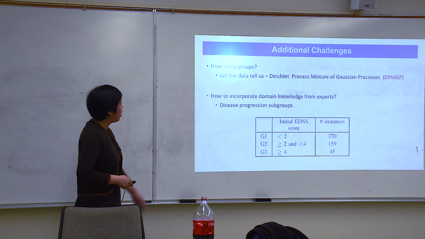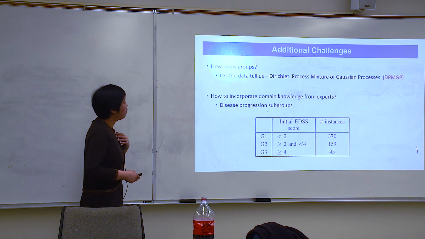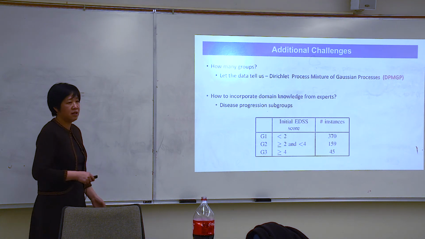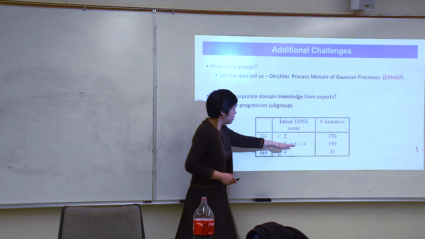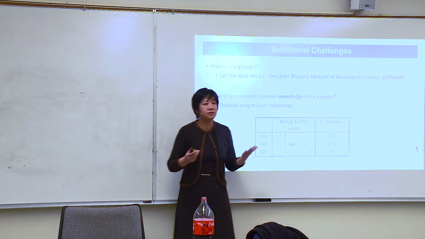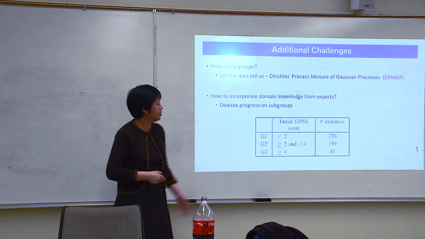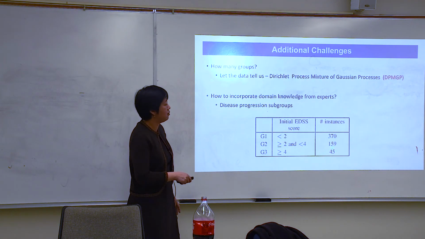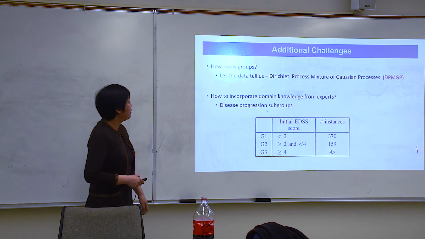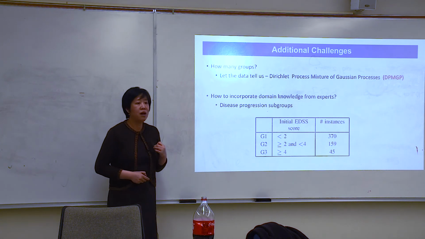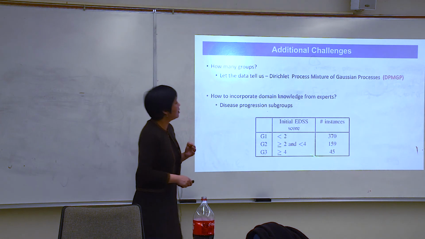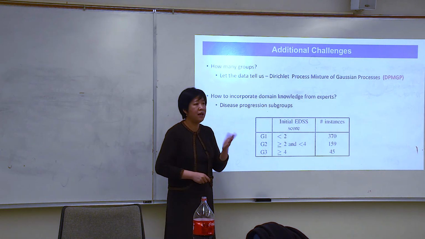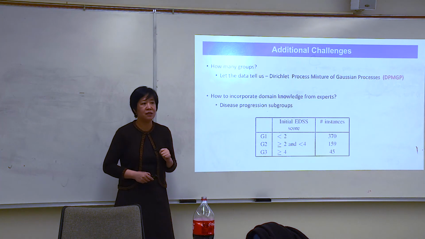So what do we do with this doctor's knowledge? One way is to apply our model to each subgroup of patients, right? Because the doctor is telling us there's a grouping of patients like that. And this would be good if the doctors are 100% correct. The truth is that sometimes for patients at the borderline, it's not that accurate.